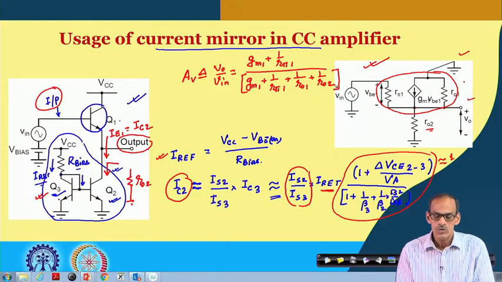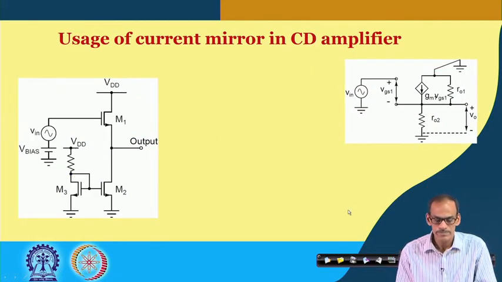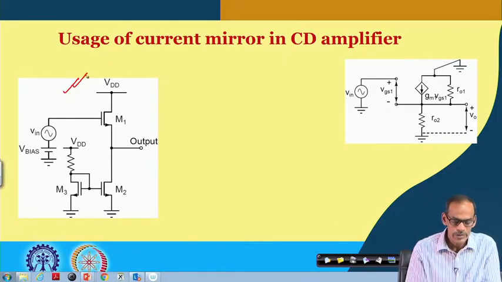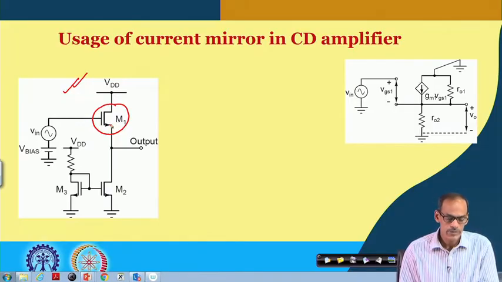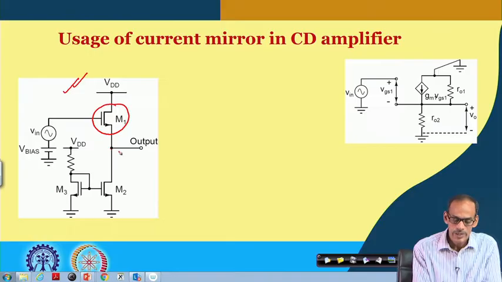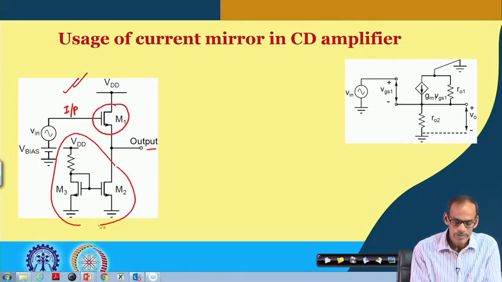Okay. So, similar to the common collector amplifier, the current mirror can also be used for the common drain amplifier, which is the MOSFET counterpart of this circuit. So, in the next slide we will see the circuit. Here we have the main circuit. Transistor 1, M1, is primarily the main amplifier circuit, which is connected in common drain configuration. This is the input port and this is the output port, and here we have the bias circuit.